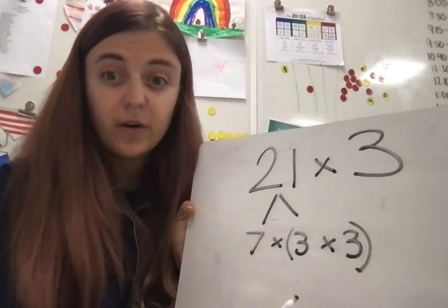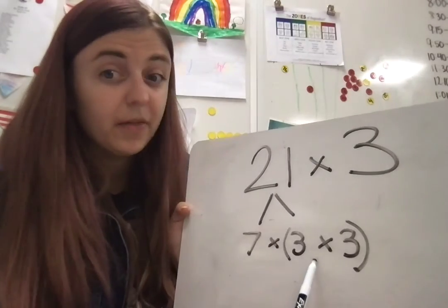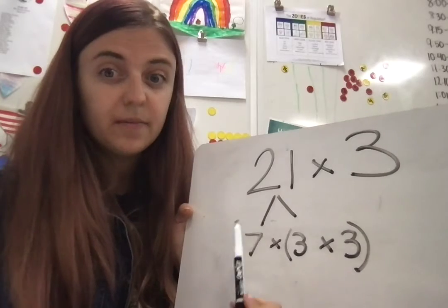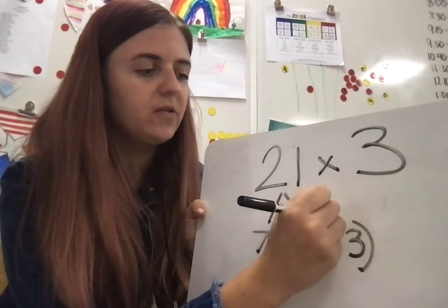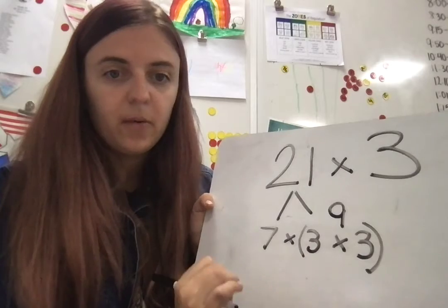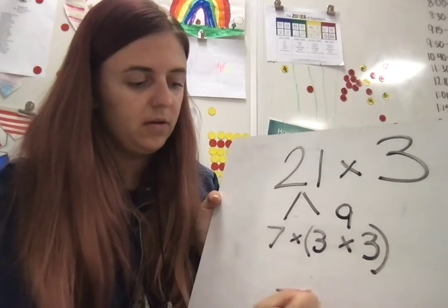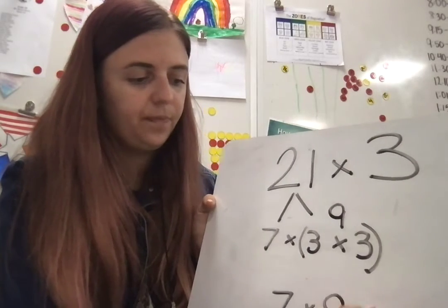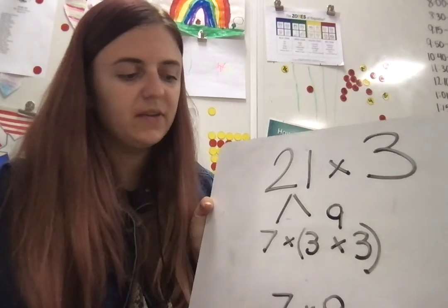So now, what do I do first? What's inside the parentheses? 3 times 3 is 9. I'm going to put that above to remind myself. Now I'm going to rewrite my equation down here. So I have 7 times 9. All right, 7 times 9.